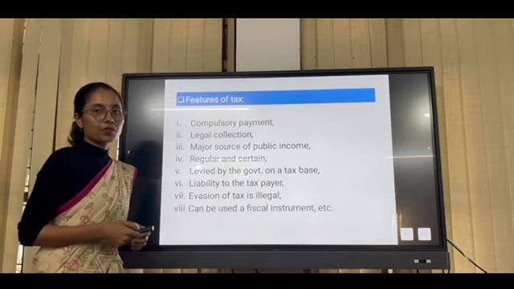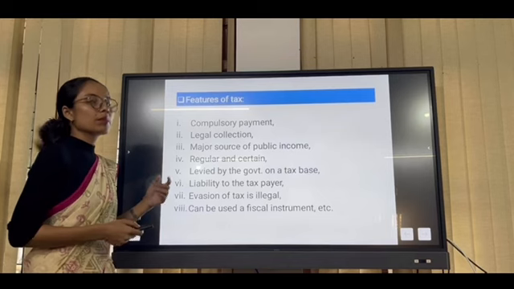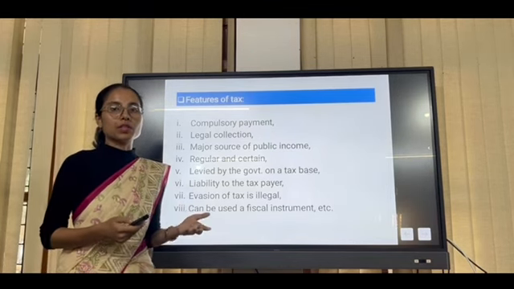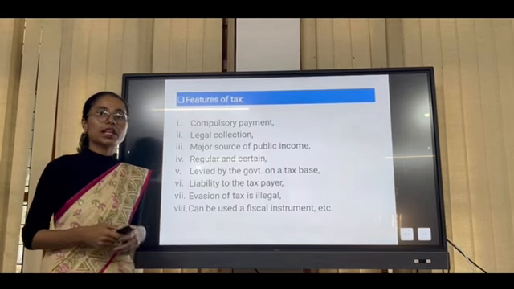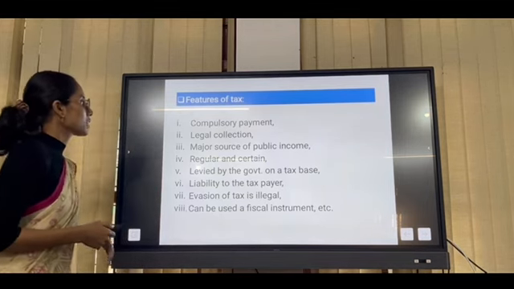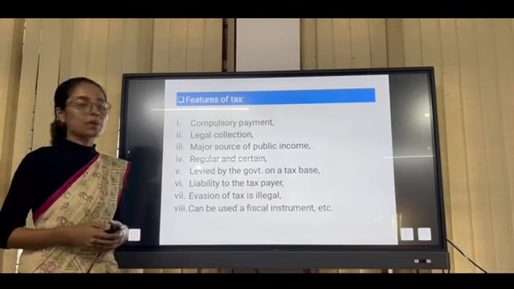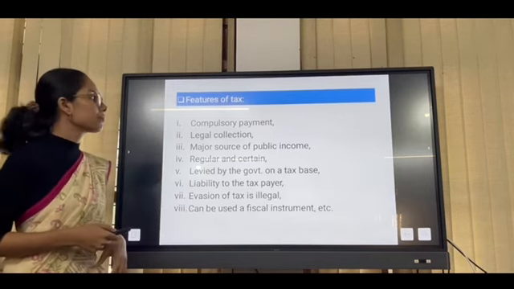There are some features of tax which are very important. First of all, it is a compulsory payment. When government levies tax on individuals' income, people cannot say that we don't want to pay tax. They must pay the tax. Then it is a legal collection, it is a measured source of public income, and other features continue.